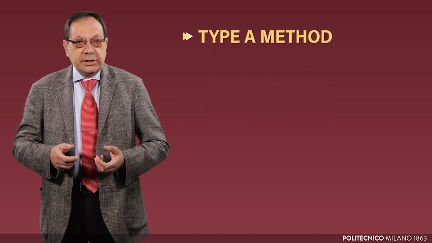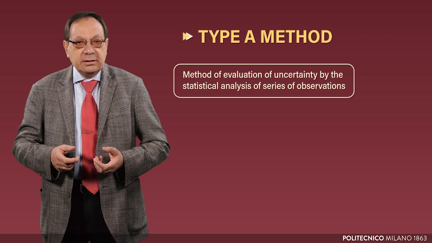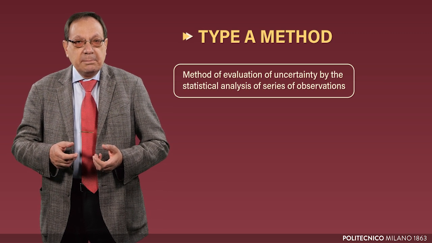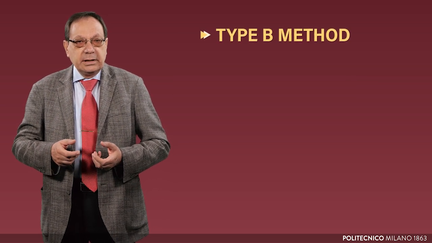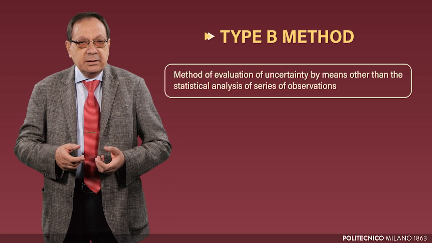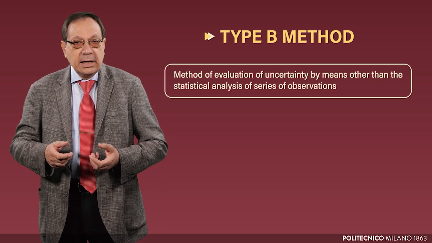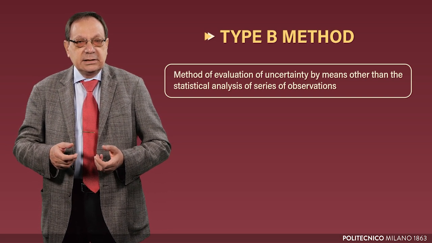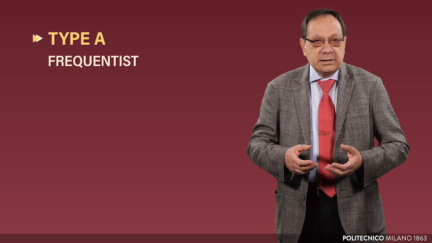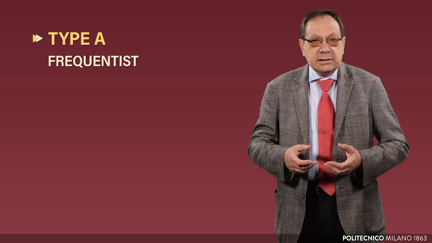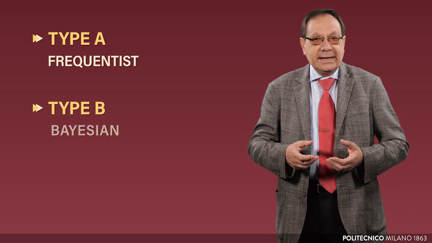The Type A evaluation method is defined as a method of evaluation of uncertainty by the statistical analysis of series of observations. The Type B evaluation method is defined instead as a method of evaluation of uncertainty by means other than the statistical analysis of series of observations. As a matter of fact, the Type A method follows a frequentist approach to processing the available data, whereas the Type B method follows a Bayesian approach.